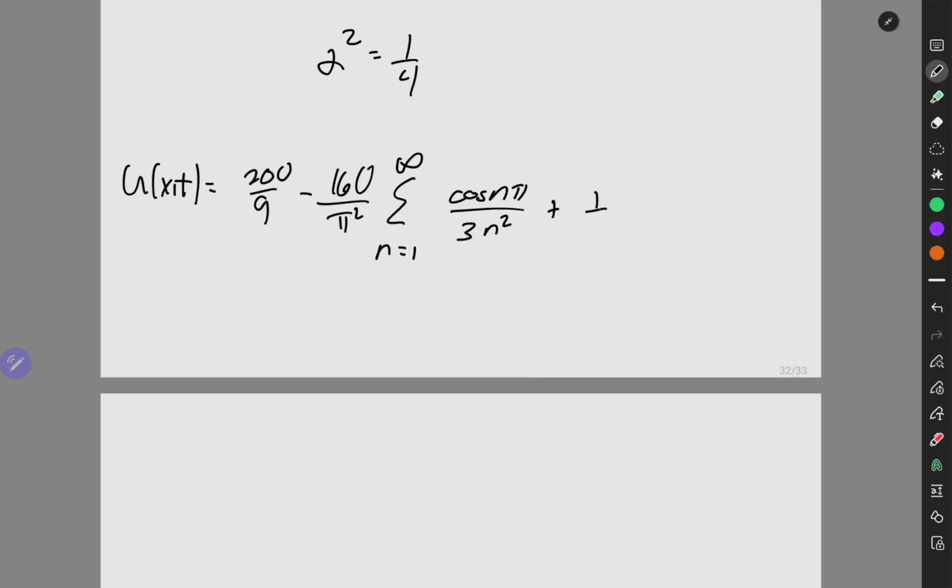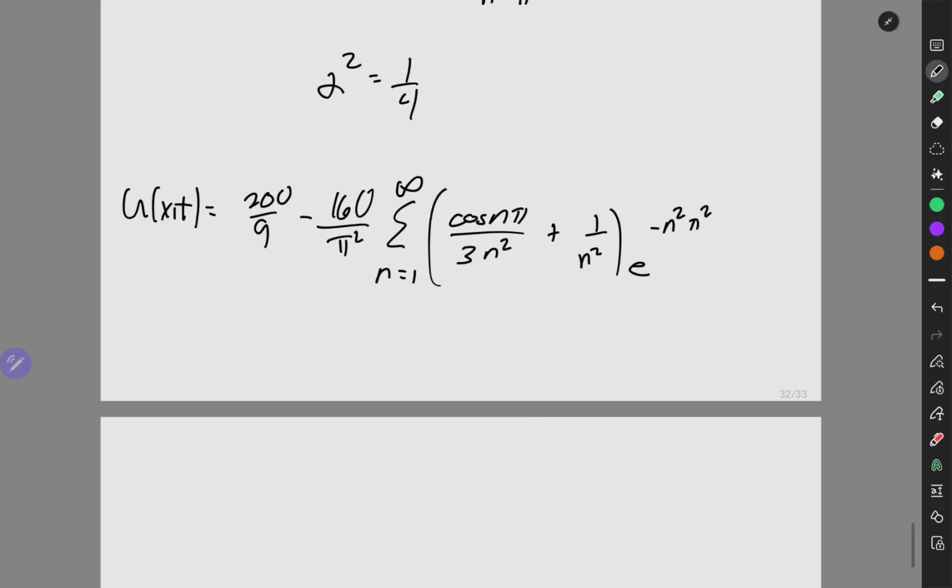That becomes 1 over n squared times, this was, I think I remember what this was, pi squared alpha squared, which alpha is 1/4. So that's 4 times 40 squared. What's 40 squared times 4? 6,400. Times cosine. And that is correct. That's what I have in my notes. N pi x over 40.